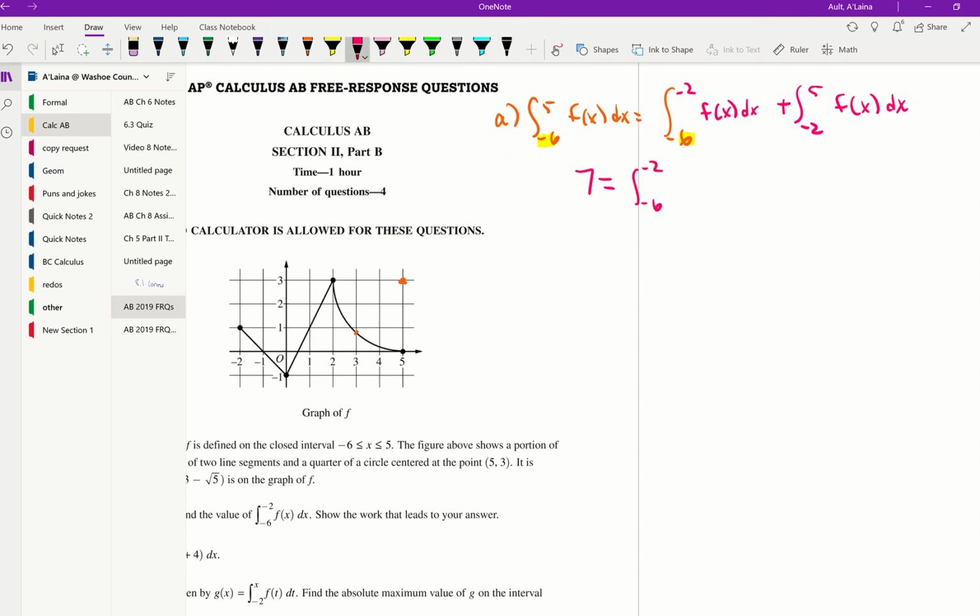You could replace this with a variable if you wanted. But this part from -2 to 5, I can actually find by using area models on my graph. And so that's actually what I'm going to be looking at. So I'm going to go ahead and calculate some areas. From -2 all the way up to 6, this would be a triangle that's 1/2 of 1 by 1. And then I have this negative triangle right here.